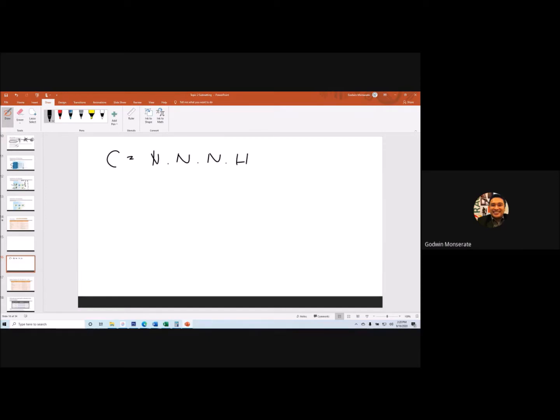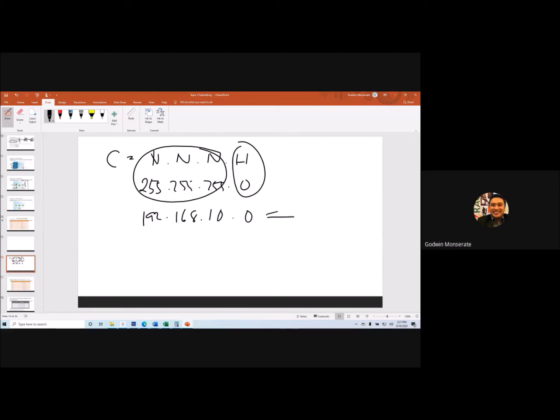n.n.n.h. That network format follows your subnet mask, 255.255.255.0. That means this will be your network part because of the n's, and this will be your host part. Understood? So if I have the address 192.168.10.0, look at the host portion, 0. That means if it is still 0, it is a network. But if the host portion is numbered from 1 to 255, that means it is a host.